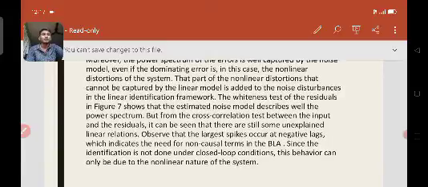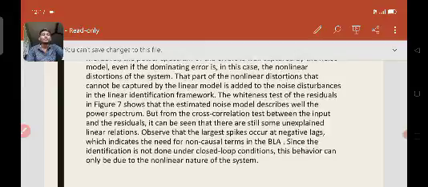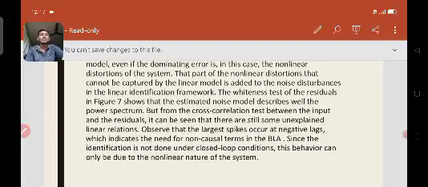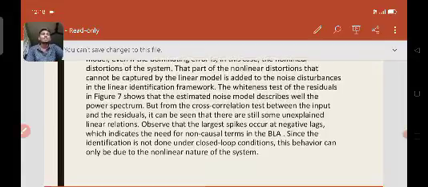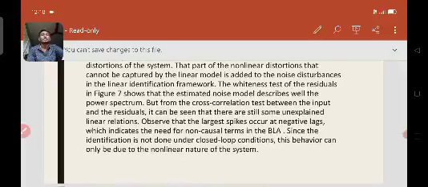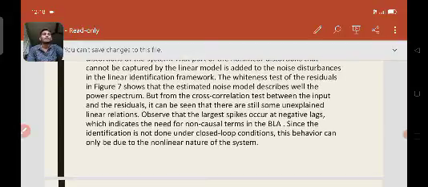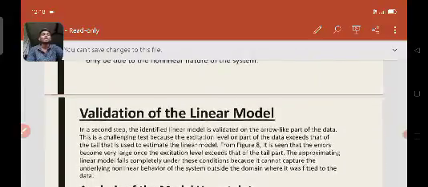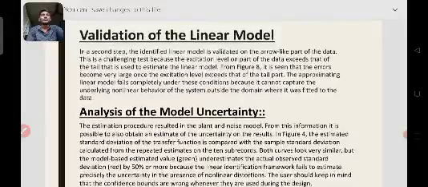estimated noise model describes well the power spectrum, but from the cross correlation between the input and these residuals, it can be seen that there is still some unexplained linear relation. Observe that the largest spike occurs at negative lags, which indicates the need for non-causal terms in the BLA. Since the identification is not done under closed loop conditions, this behavior can only be due to the nonlinear nature of the system and validation of the linear model.